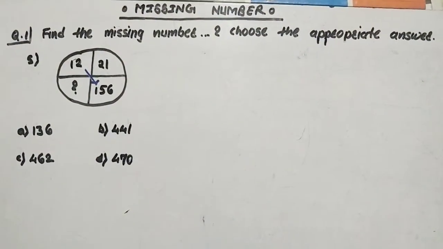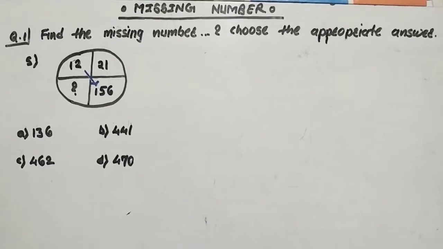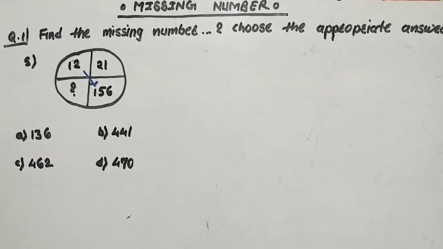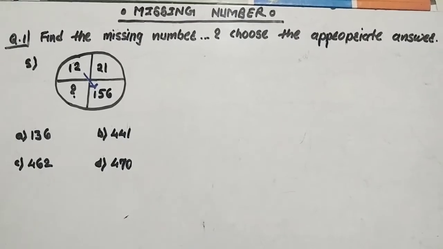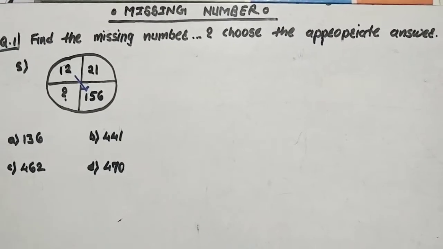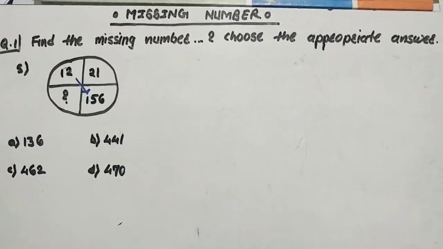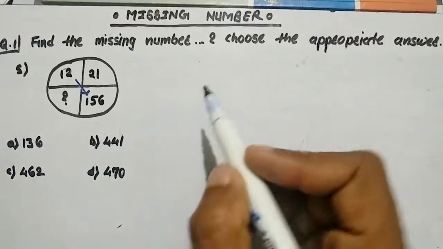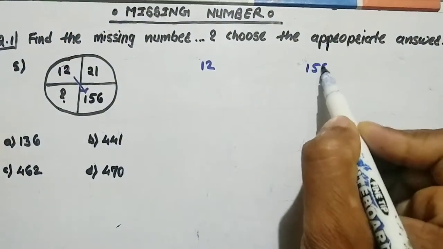So this is example number 5. Find the missing numbers. So 12 and 156. अभी तो आपको पता चल ही चुका होगा, you know which trick is used, and we always choose opposite two numbers. Which two numbers? That is 12 and that is 156.